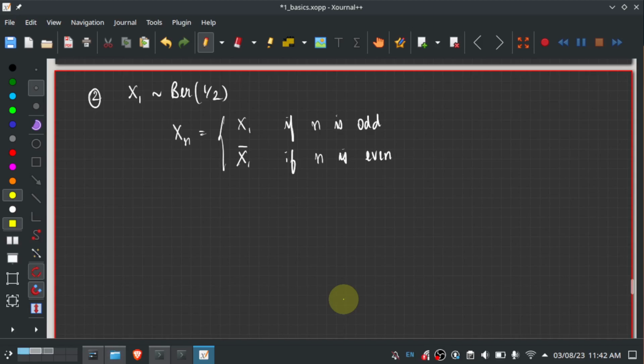All right. So let's take the following example where x1 is a Bernoulli half random variable. Okay. And xn is equal to x1 if n is odd, and the complement of x1 if n is even; basically I flip. If it's a 0, I flip it to a 1. If it's a 1, I flip it to a 0. So what does one realization of this sequence look like?